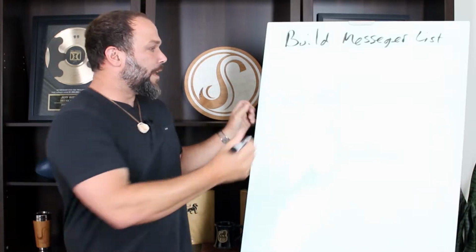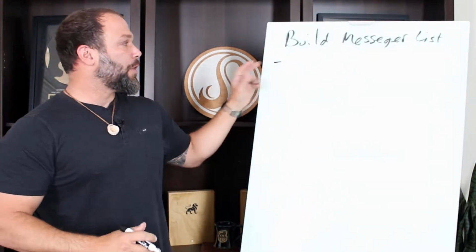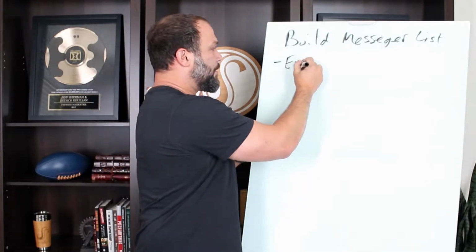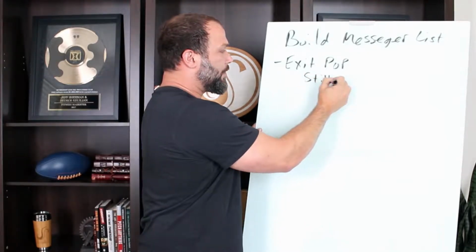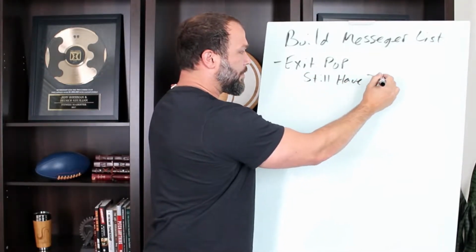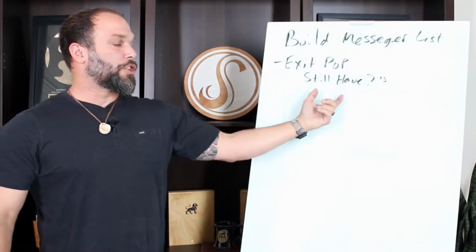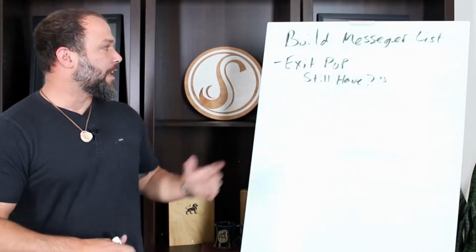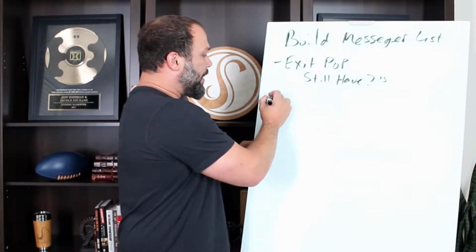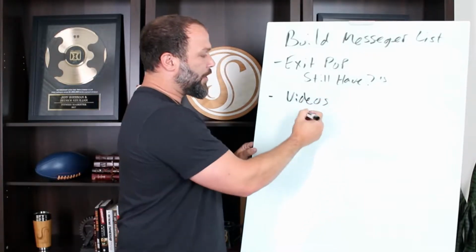So one of the ways is on your actual website, you could have an exit pop that says, "Still have questions?" And then it could just be like, "Send us a message," and it'd be a button with your messenger URL in that button. And when they send you the message and ask a question, then they're automatically on your list.